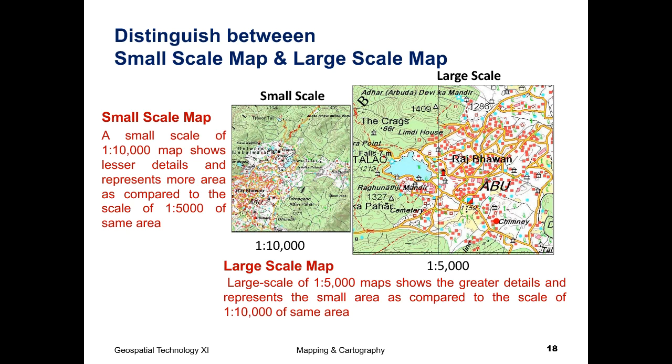So one thing that you need to understand, small scale map will show you a large area. On the other hand, a large scale map will show you a smaller area. As it says, a large scale map shows 1 is to 5,000. Map shows the greater details and represents a small area as compared to others.